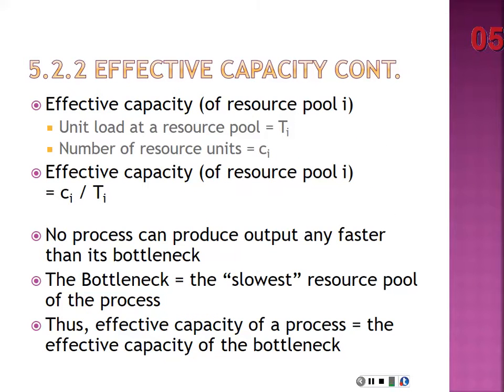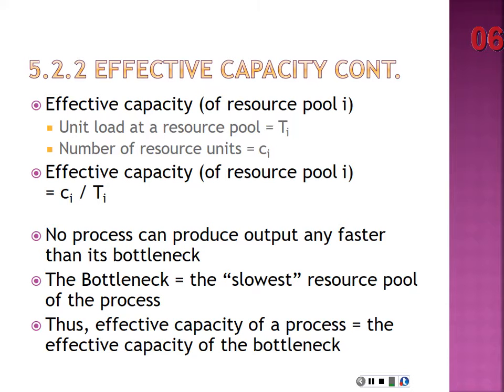So the effective capacity of the resource pool then is, okay, well now on the last slide we calculated the effective capacity of that one resource, which was 5 claims per hour. Well then I know if I've got 3 resources, then that means I can do 15 claims per hour. Common sense tells you that. This is just telling you that in a formula. So basically what you're going to do is take the effective capacity of the resource pool and multiply it by the number of resources that you have. Okay? So T sub I is a unit load at a resource pool. C sub I is the number of resource units.